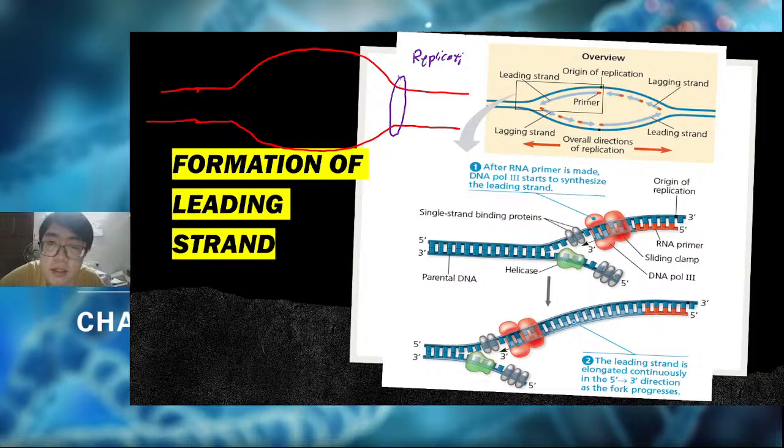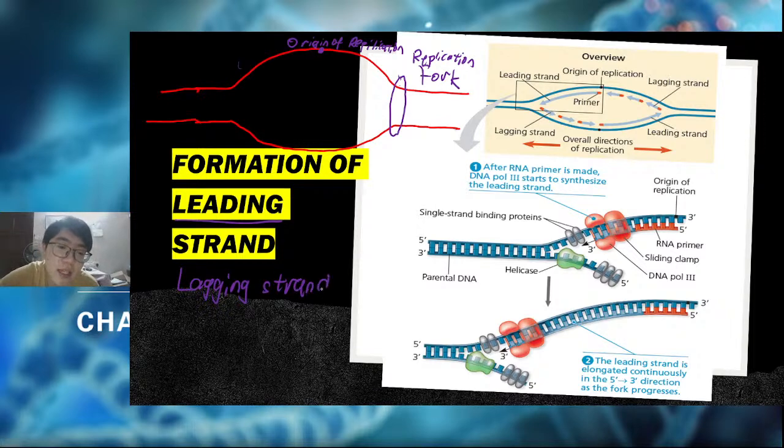You have to remember this term. We call it the replication fork. And this whole structure, we call bubble lah. Bubble. And then here is the origin of replication. Maksudnya replication akan start daripada sini. Semua enzyme akan bind dekat sini dahulu. Okay. And then for your information, this is called the leading strand, and the other strand is called the lagging strand.